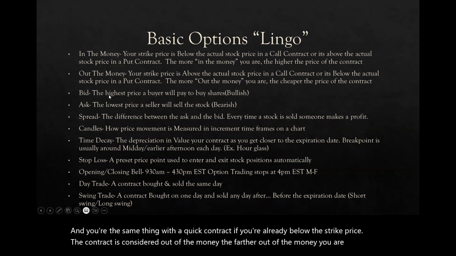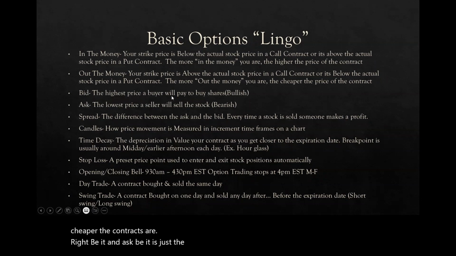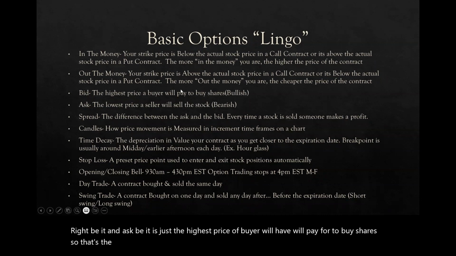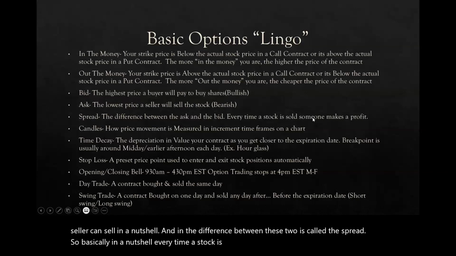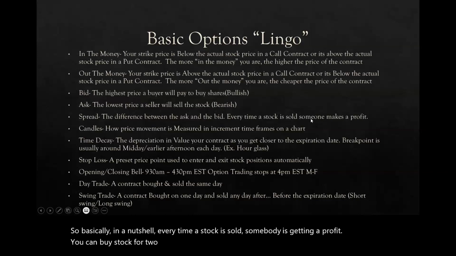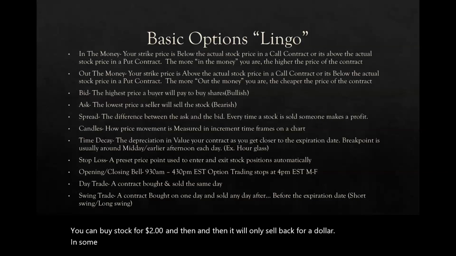Bid and ask. Bid is just the highest price a buyer will pay to buy shares. So that's the highest price that you can sell for. And ask is the lowest price a seller will sell at. In a nutshell, the difference between these two is called the spread. So basically, every time a stock is sold, somebody is getting a profit. You can buy a stock for $2 and then it will only sell back for $1 in some instances. Just think about it like that. It's always someone getting a profit, right?